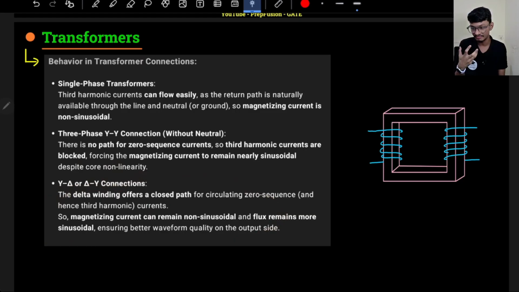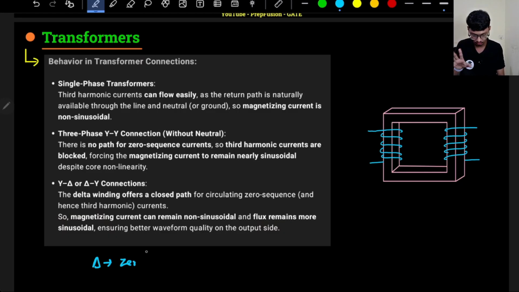The advantage for star delta or delta star transformers is that even though the magnetizing current is non-sinusoidal, that means there are harmonics, the flux will remain sinusoidal, because that is what we proved, right? If the current is non-sinusoidal, flux will be sinusoidal. So the advantage in delta is that in the line current there are no harmonics. But in the phases there will be harmonics. There will be a zero sequence circulating current in the phases. I will show you. Just believe for a second now.